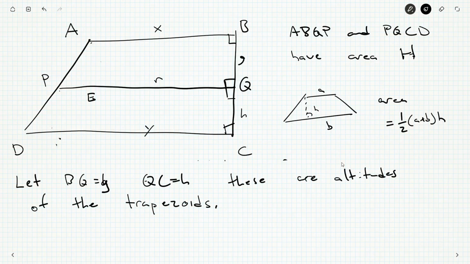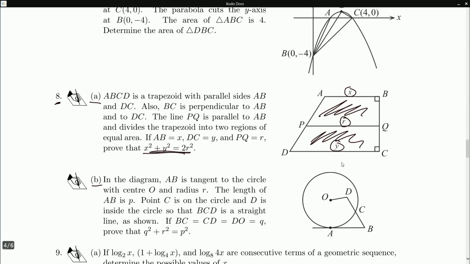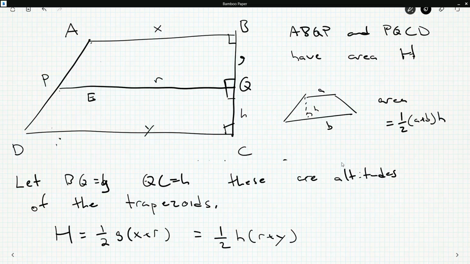So I suppose I can say, well, H is the area of ABQP, so that's 1/2 G times X plus R. And this is also 1/2 H times R plus Y. Okay? So now I'm starting to relate things together, but this is still too many variables. I've got 2 equations, and I've got 5 variables. I'm being asked to prove an expression here with X, Y, and R. First of all, I'm not seeing them being squared right now. We'll cross that bridge when we come to it. But I'm not seeing any of the heights anywhere in here. So I need to find a way to get rid of the heights.